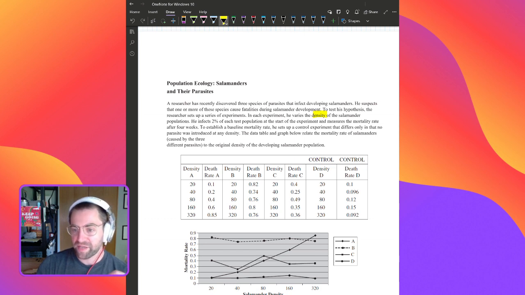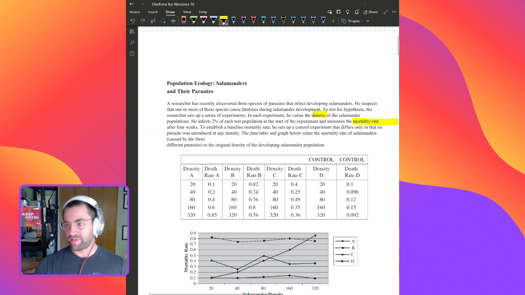To establish a baseline mortality rate, he sets up a control experiment that differs only in that no parasite was introduced at any density. The data table and graph below relate the mortality rate of salamanders caused by the 3 different parasites to the original density of the developing salamander population. So we have density of salamander population and mortality rate. These are going to be our 2 big variables, and you can see those laid out in the chart.